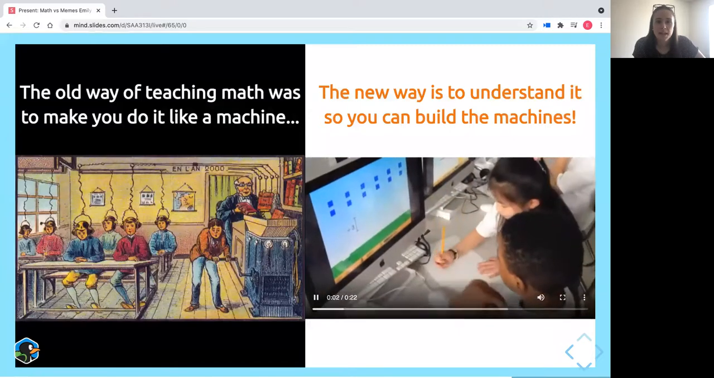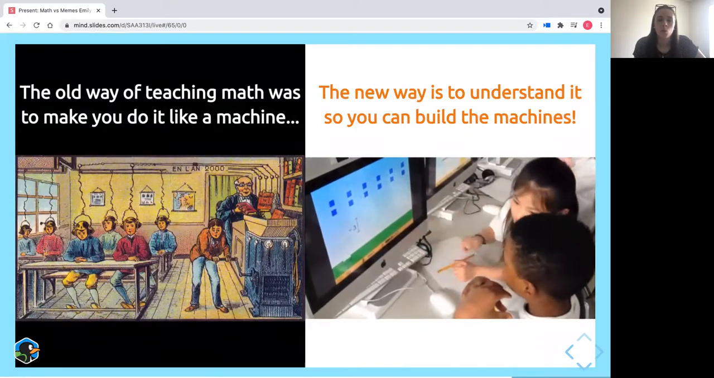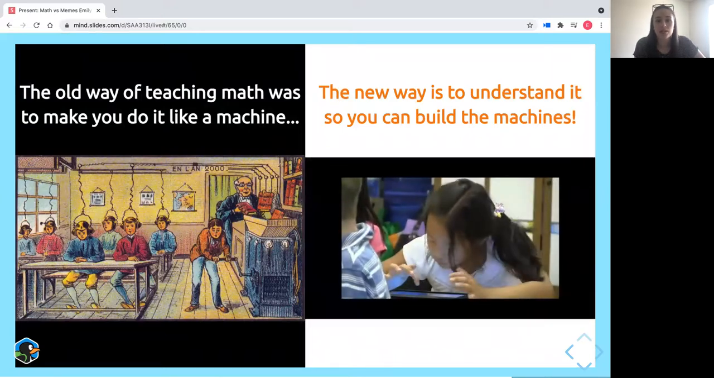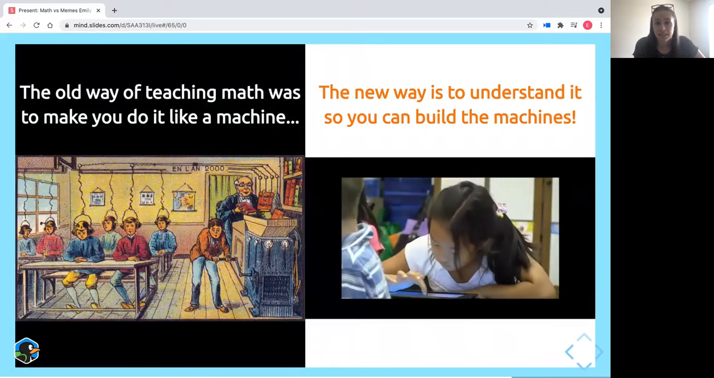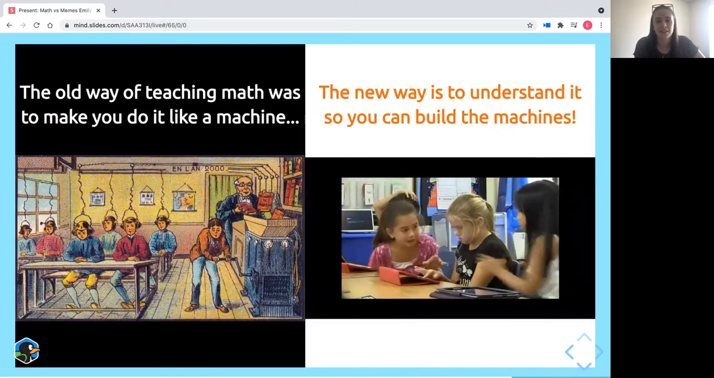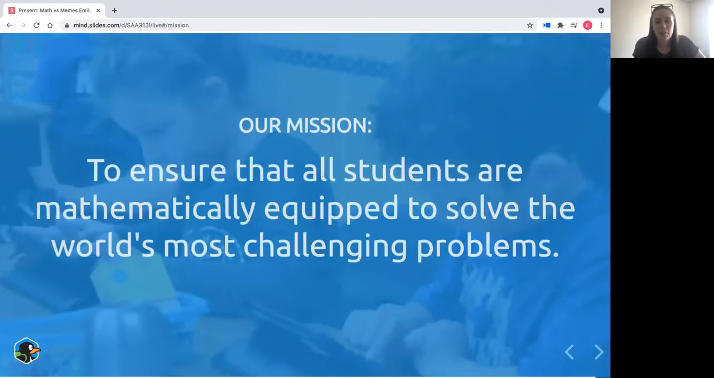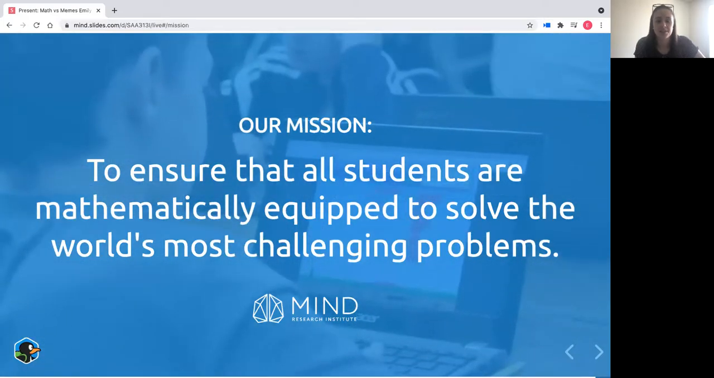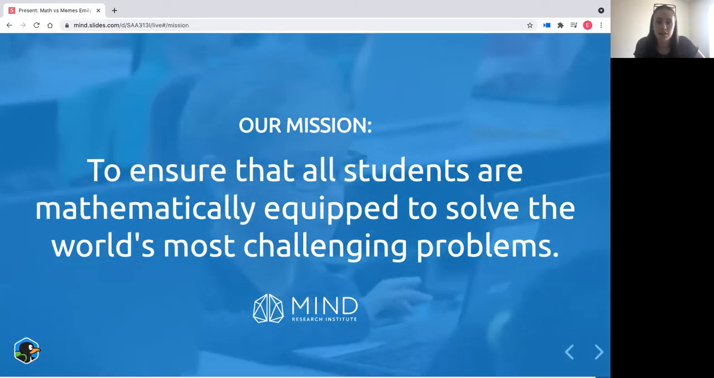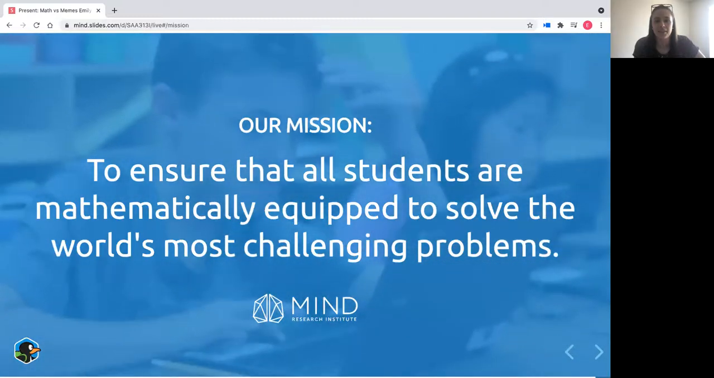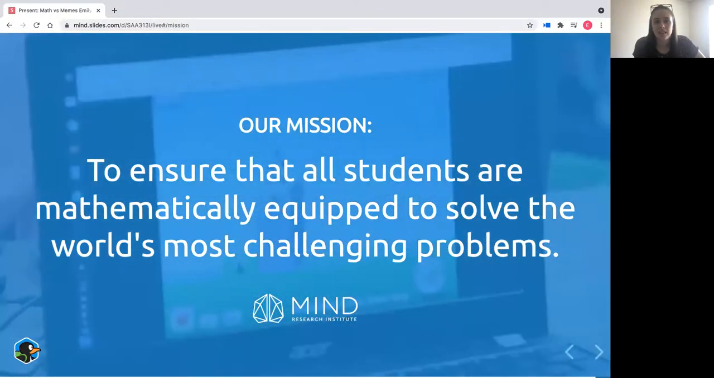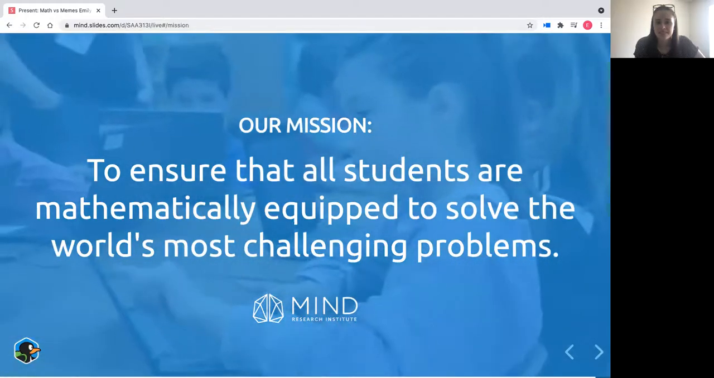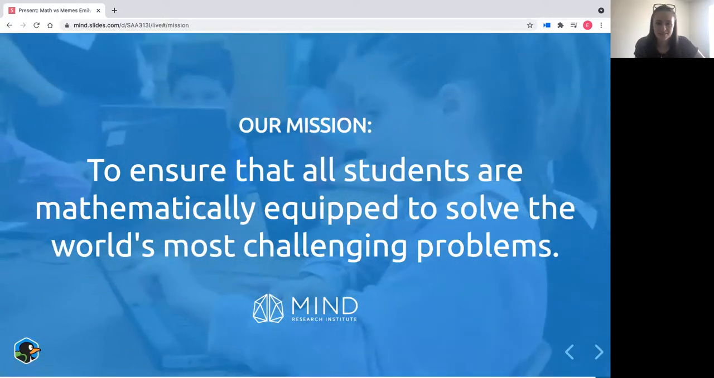When we think about the tools we have now, we need math as a creative problem-solving tool so we can prepare our students to build machines. At Mind Research, we are so passionate about preparing the next generation of students to solve the world's most challenging problems. So when we think about the lens of our future, how should we teach? And I want to leave you with this.